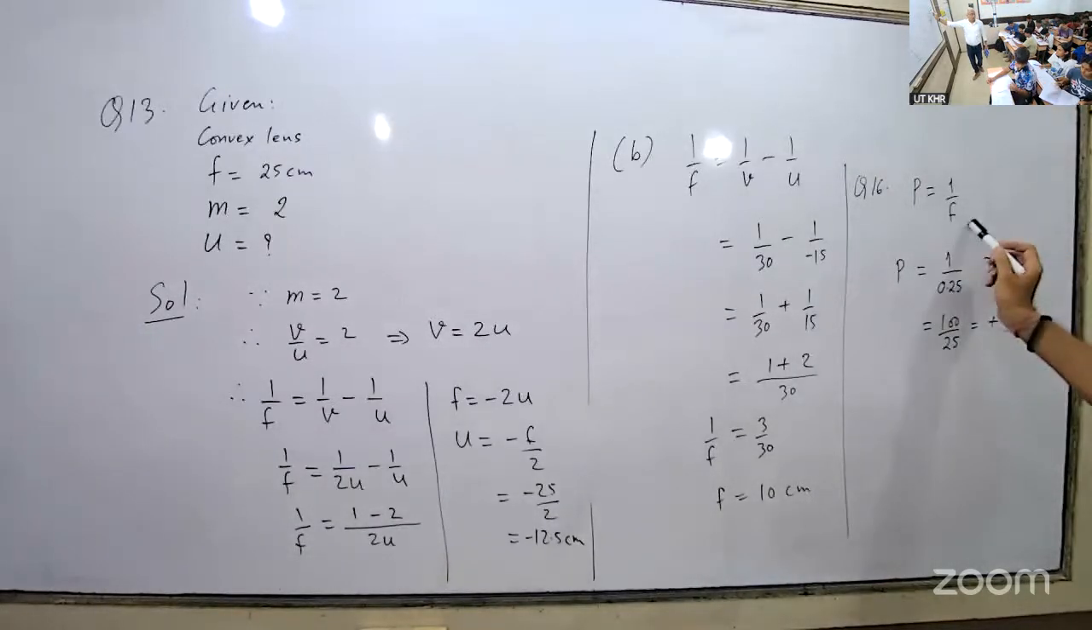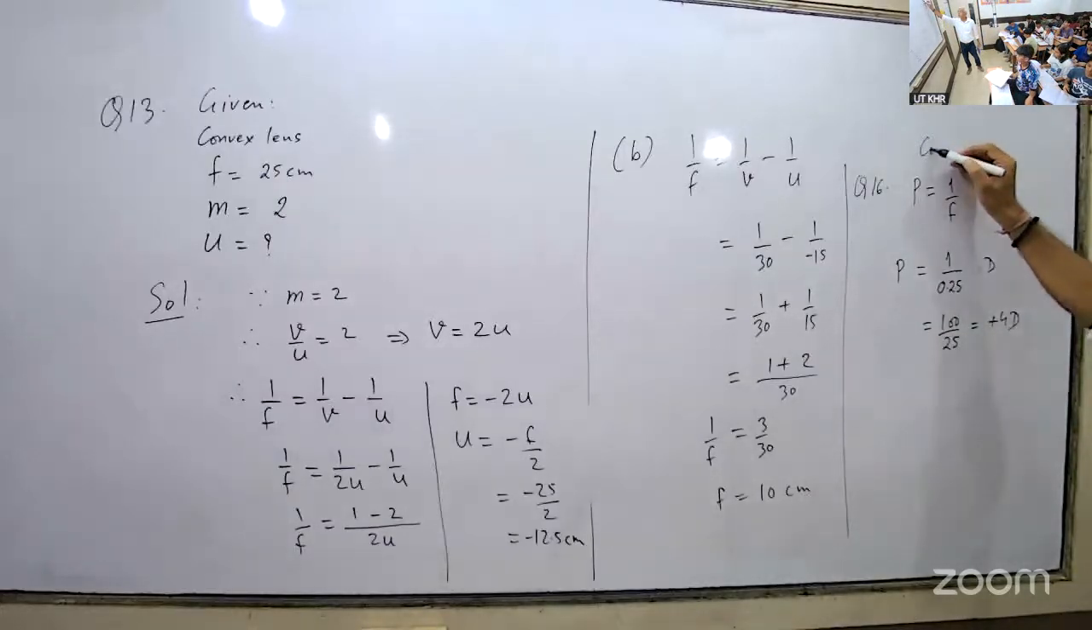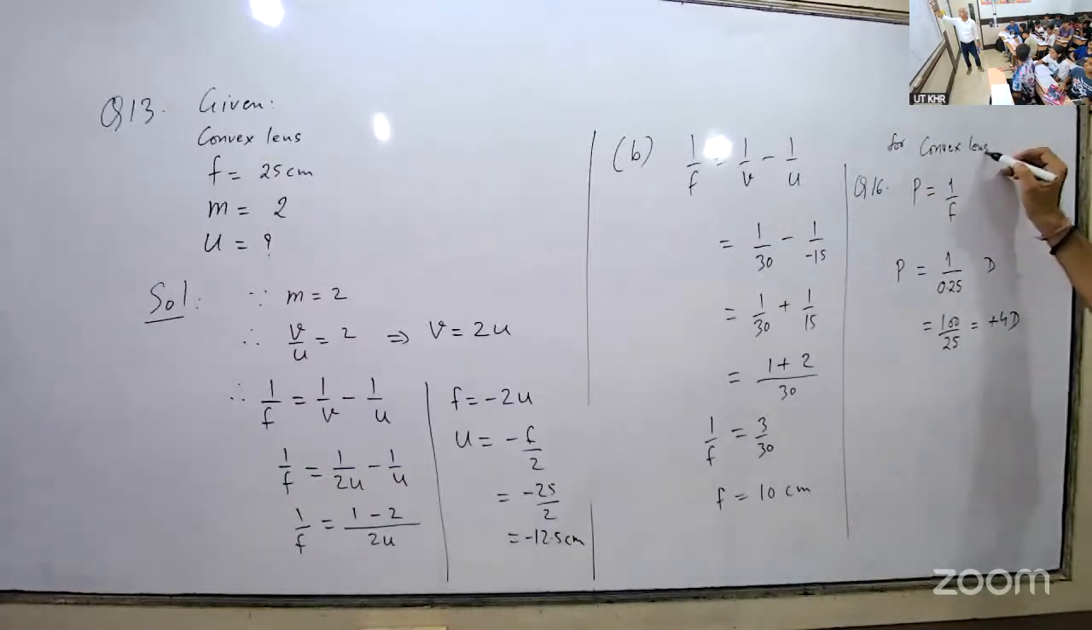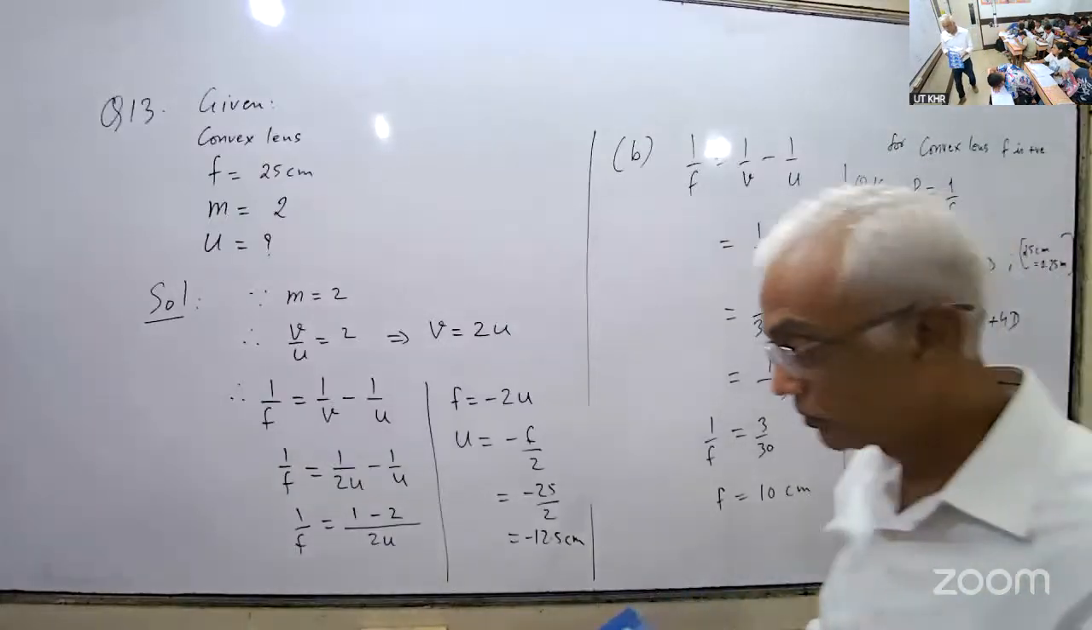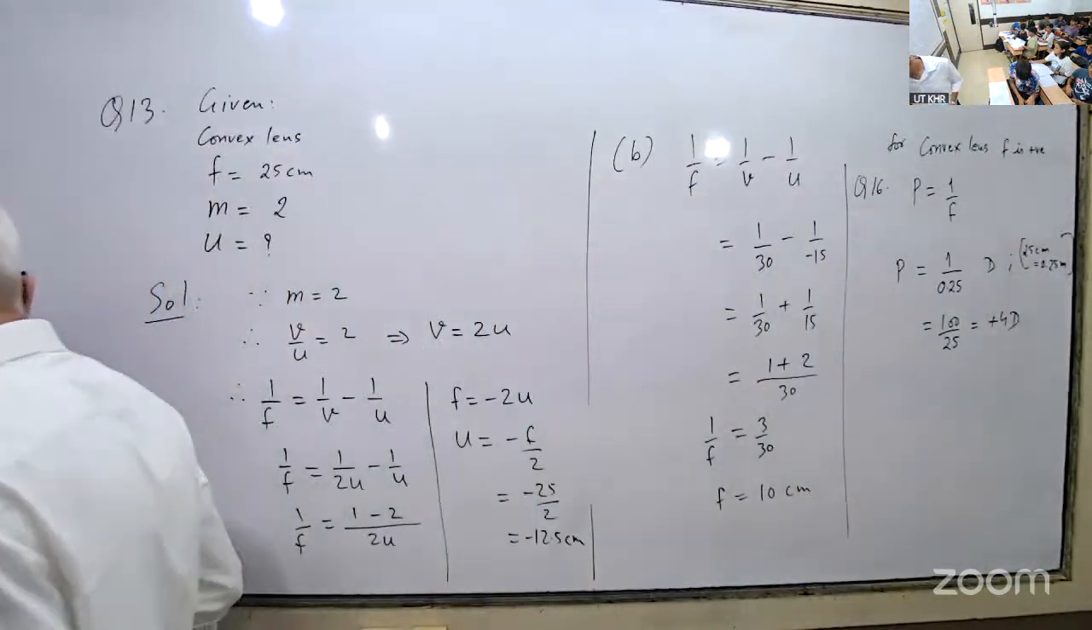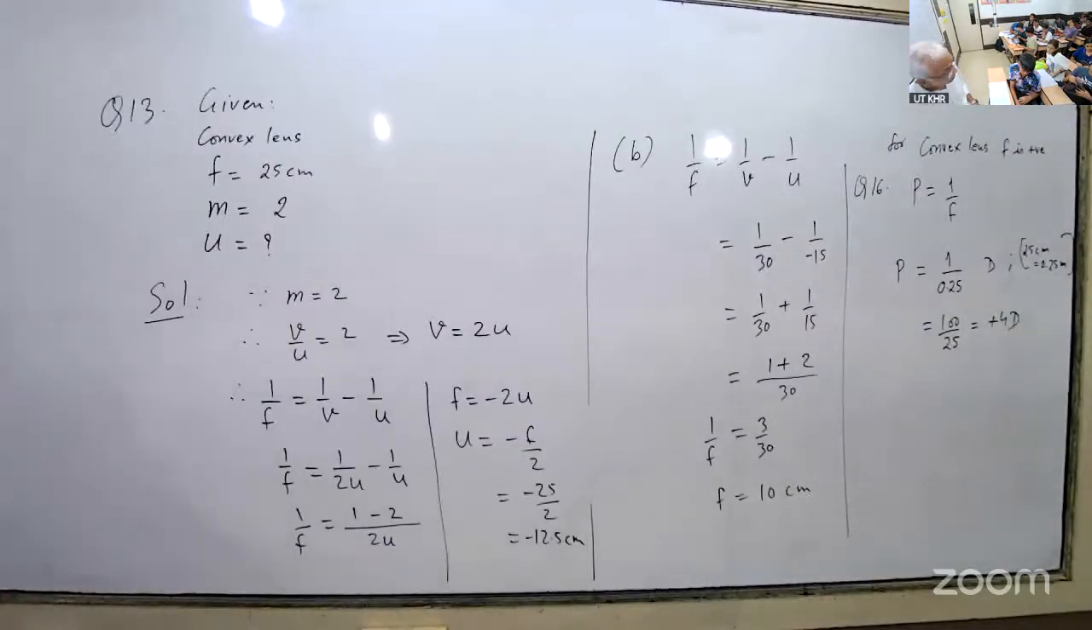And this is focal length of convex lens. Convex lens focal length is positive only. Yes. So for convex, f is positive. 25 centimeter equal to 0.25 meter. Okay, the rest will be in the next class.